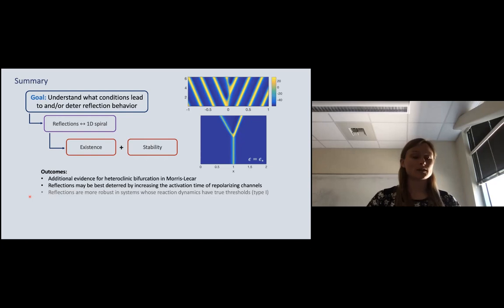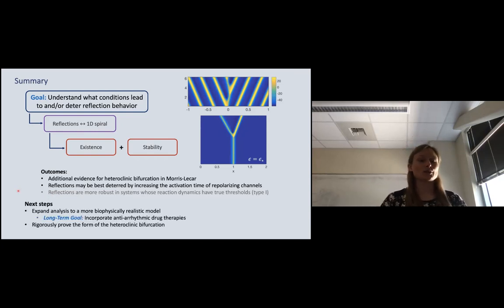And so it was hypothesized by Ermentrout and Rinzel that these reflections are more robust in systems that have true threshold type behavior in their reaction kinetics, so type 1, and interpreting our results under those contexts, we find that this hypothesis is true, that reflections are more robust in type 1 excitable systems. So I didn't show you those results here, but I'm happy to talk about them if you have other questions. And so we do have still many unanswered questions.